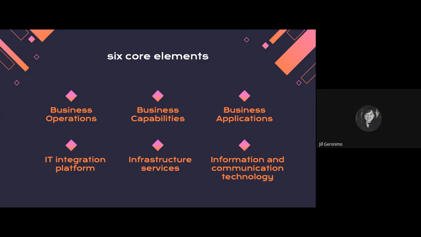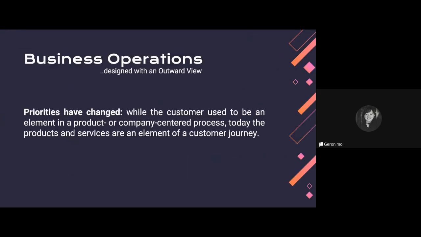So how would these elements differ in a perpetual evolution model? We discuss that in detail in the following slides. Business operations are actually designed with an outward view. Priorities have changed, as I said earlier: the customer used to be an element in a product or company-centered process. Today, the products and services are an element of a customer journey. But this does not imply that the inward-looking perspective of businesses has become irrelevant, because accounting, order management, procurement, etc. are just a few examples of the transactional systems that companies need to preserve. They also have to make certain that the business processes and technologies used will remain effective.